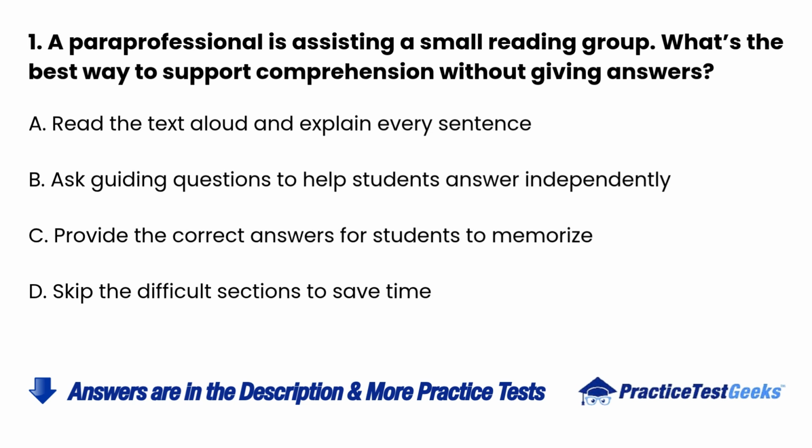1. A paraprofessional is assisting a small reading group. What's the best way to support comprehension without giving answers? A. Read the text aloud and explain every sentence. B. Ask guiding questions to help students answer independently. C. Provide the correct answers for students to memorize. D. Skip the difficult sections to save time.